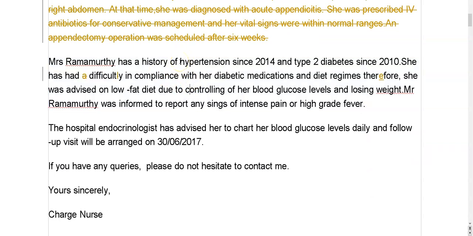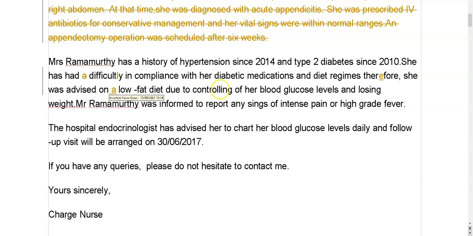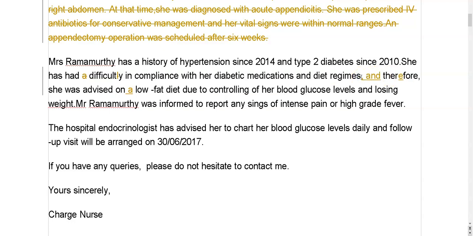So she has hypertension, diabetes, difficulty in compliance. You could maybe say what that means. Why? What is she doing? Because I might need this, as a nurse. She was advised on a low-fat diet, or how to take her tablets, to control her blood. And this doesn't really work either. She's had difficulty in compliance and diet regimes, and was advised.